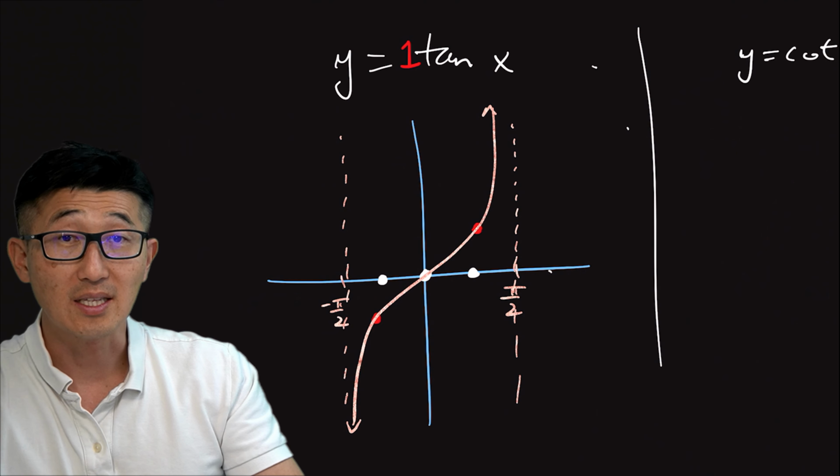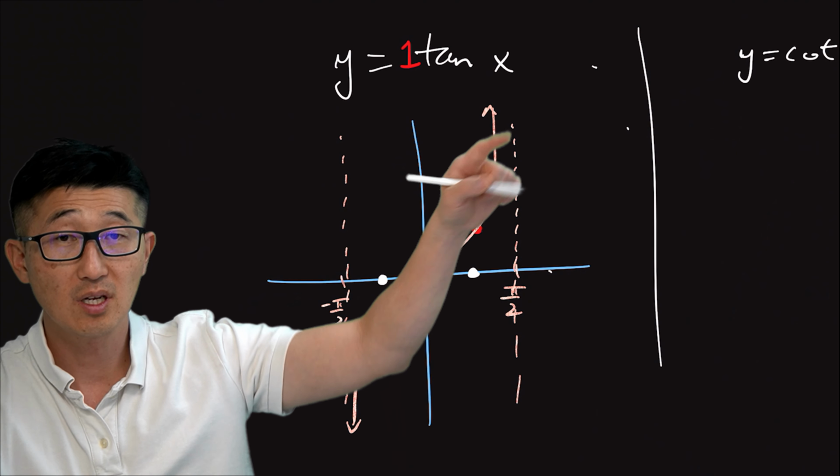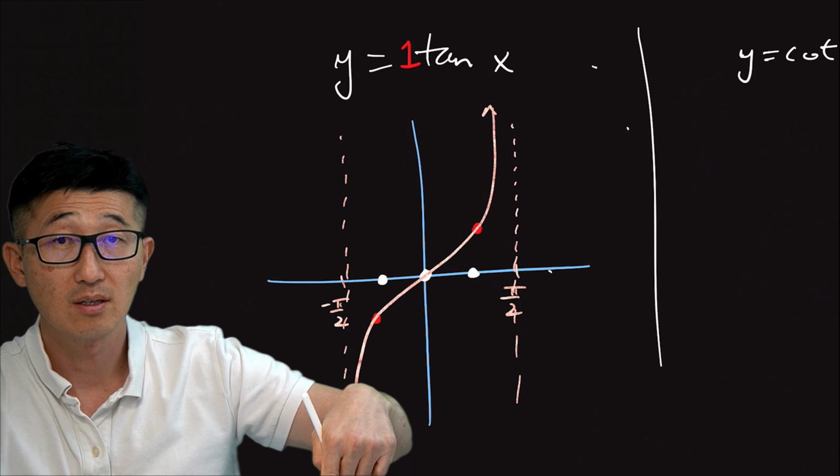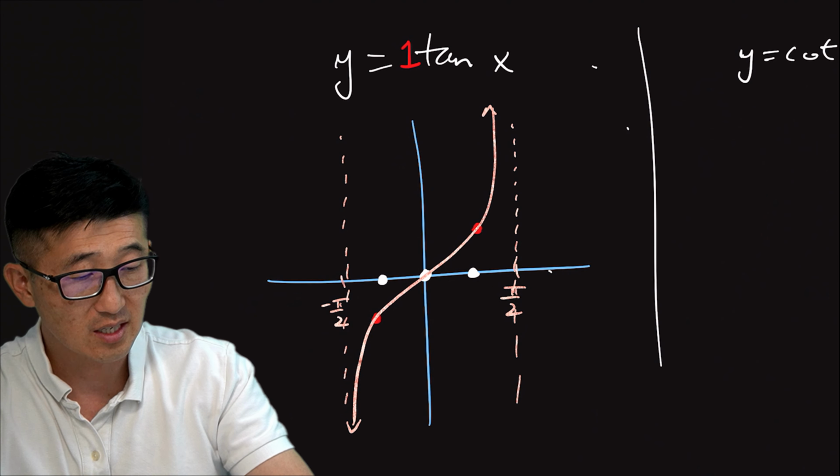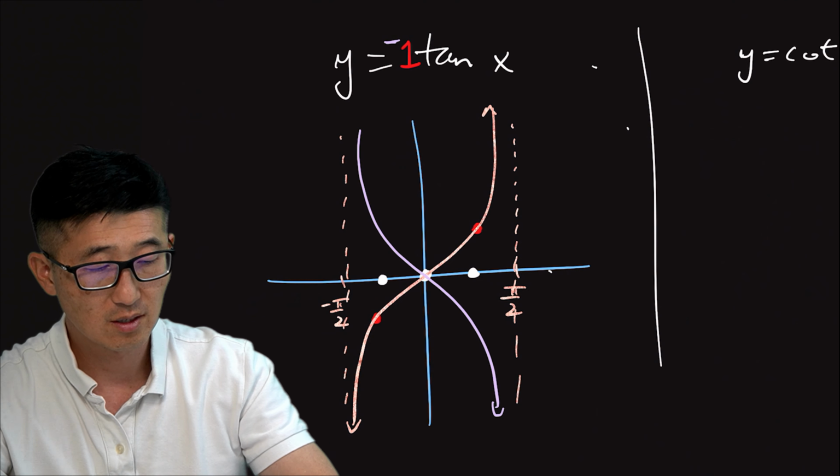So you have to memorize that tangents are right side up, left side down. Now, if you're given a negative tangent, then you just go the other way: left side up, right side down.